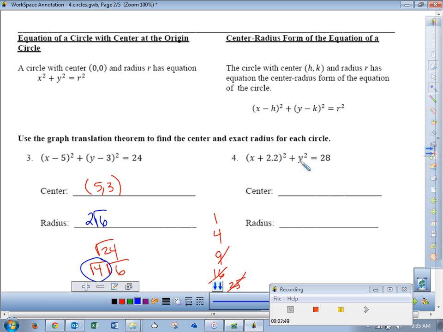Cool. This one over here, center, what do you think? (-2, 0). The radius is the square root of 28, and you want to simplify it. Thinking backwards, 25 doesn't go in, 16 doesn't go in, 9 doesn't go in, 4 goes in, right? How many times? 7. So 2 square root of 7. And I'm to the point where if you can simplify it right away, I don't need you to show me work. If you can do that mentally, I don't care. If your calculator does it for you already, that benefits you. That's the point of this class. Let your calculator do everything for you.